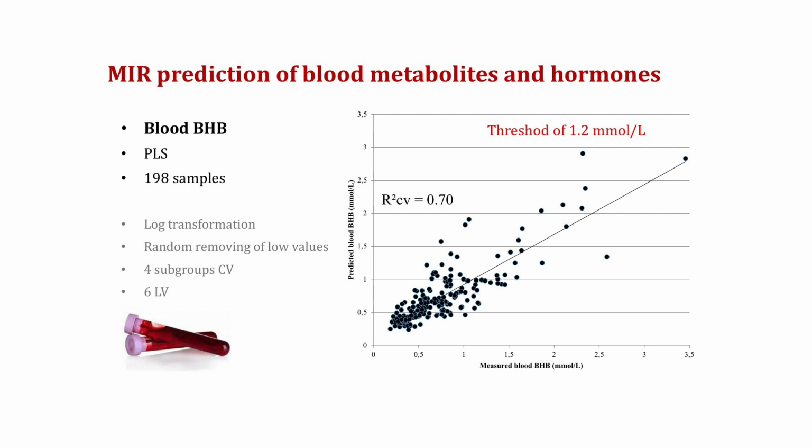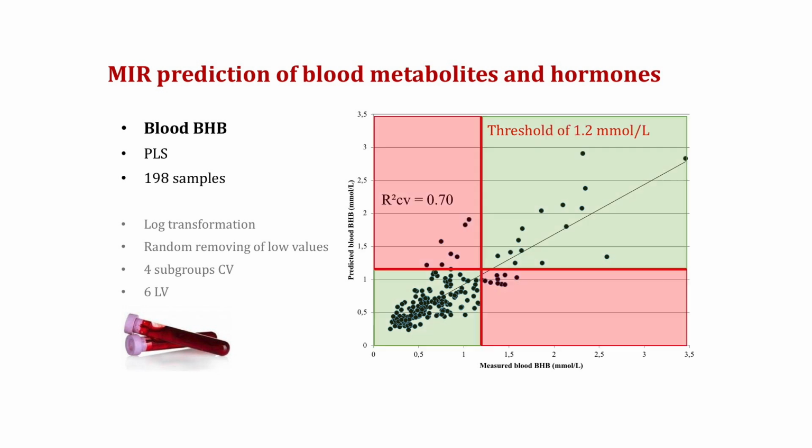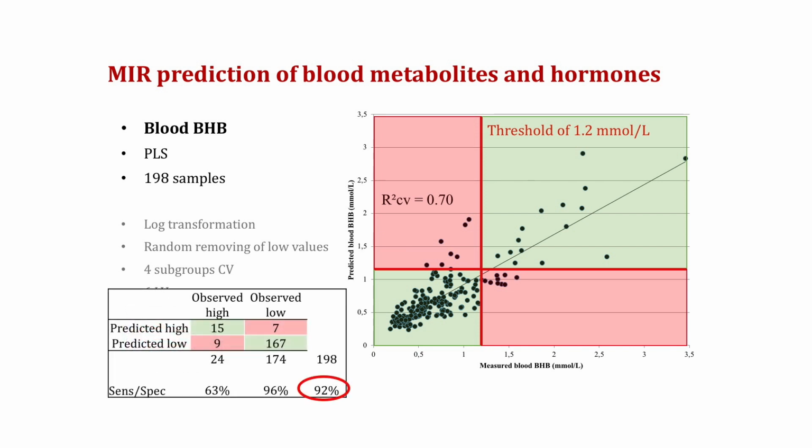And it's important, for example, if you look at this graph, this is the representation of the measured blood BHB and the predicted blood BHB. As you can see, with an R-square of 0.7, it looks not very precise, but if we use a threshold of 1.2, we have a global accuracy of 92%. It means that we are able to classify with a relatively good precision of 92%.